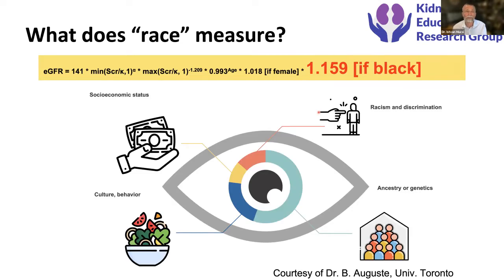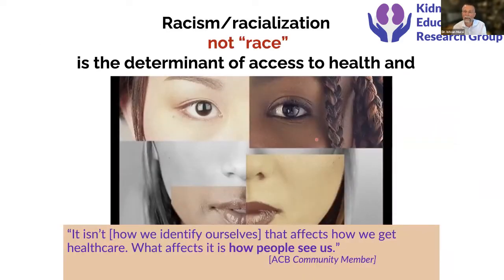And if we think about what race or racialized status means, it is a very complex concept. It's a social construct and not a biological one, although it may have some association with ancestry or genetic background. But primarily it reflects socioeconomic status, and also it reflects the person's encounter with society and experiences with racism and discrimination. This has been discussed both in the US and in Canada as well. And from this understanding, it has become clear that actually it is more racism and not the racialized status or race that is the determinant of access to health and healthcare.